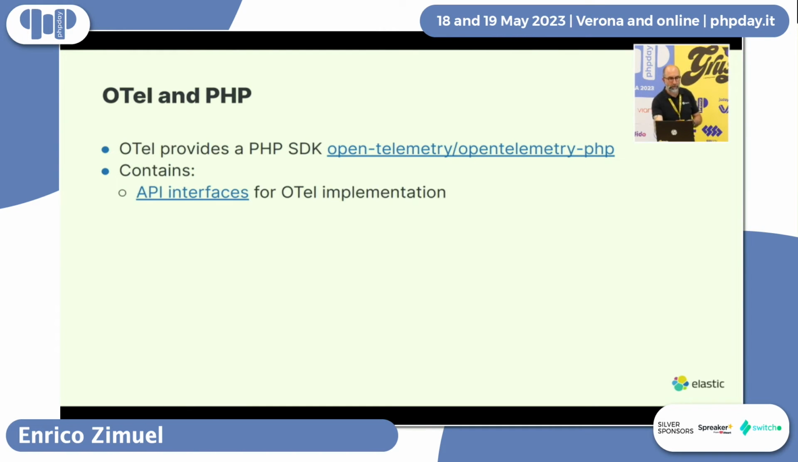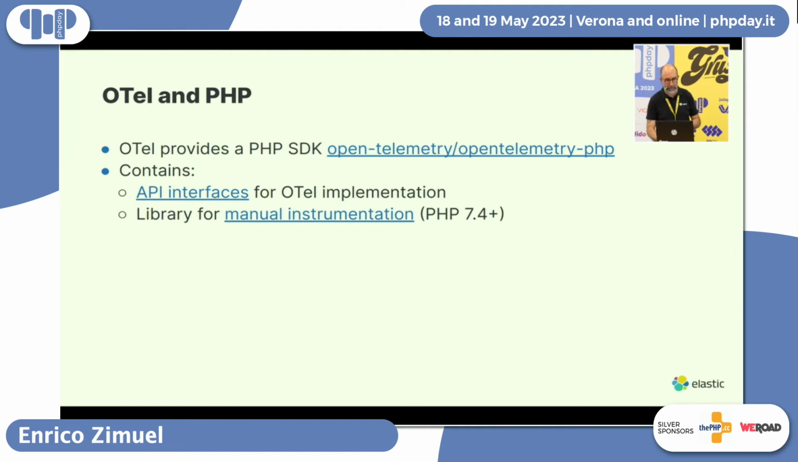Anyway, the PHP SDK contains the API interfaces for the OpenTelemetry implementation. So if you are interested in supporting OpenTelemetry in a different project in PHP, you can just include this definition of interfaces in your project, and you can write your own implementation of OpenTelemetry. If you want to use manual instrumentation, so imagine you have a PHP application, you want to add a couple of signals like trace, span in your application, you can use the library for manual instrumentation. It supports PHP 7.4 and up.